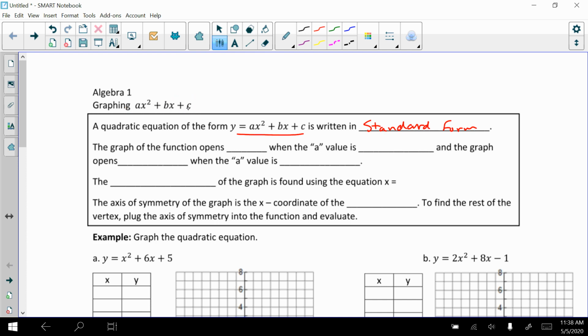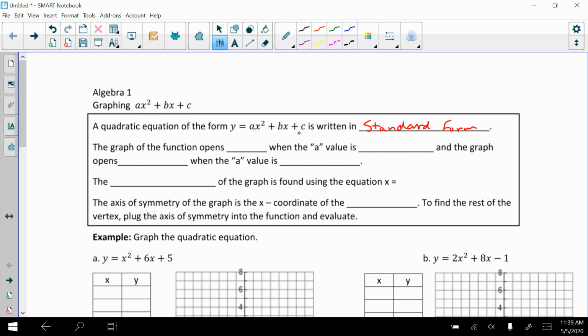Just for clarity, the a, the b, and the c, those are just coefficients, so those can be any number, right? They can be a 5, they can be a 1, they can be negative, they can be anything. Those are just coefficients that change based on the equation that we're looking at.